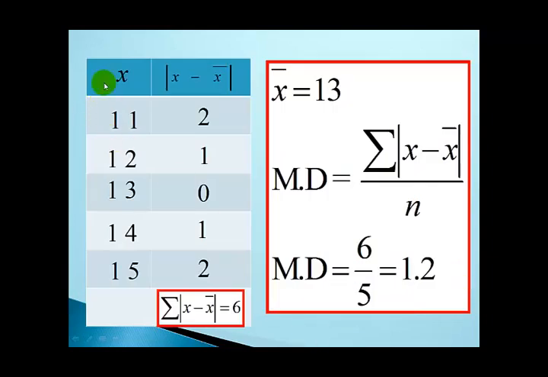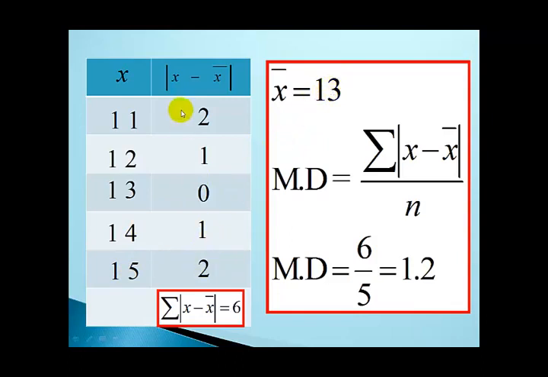So we have this table. The x values are 11, 12, 13, 14, and 15. Now x minus x bar. The magnitude means that when you get a negative, you take the magnitude and the answer gives you a positive. The x bar gave us 13. So x minus x bar means that when you take an x value, you subtract the mean from it. So 11 minus 13 gives us minus 2, but the magnitude of minus 2 is 2. 12 minus 13 is minus 1, the magnitude is 1. 13 minus 13 is 0, the magnitude is 0. 14 minus 13 is 1. 15 minus 13 is 2.